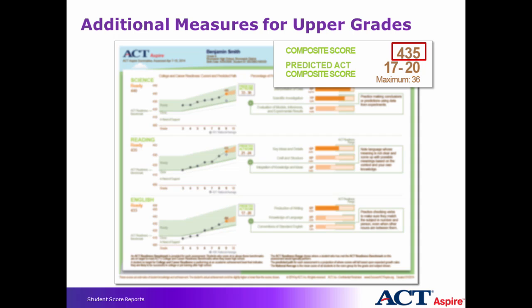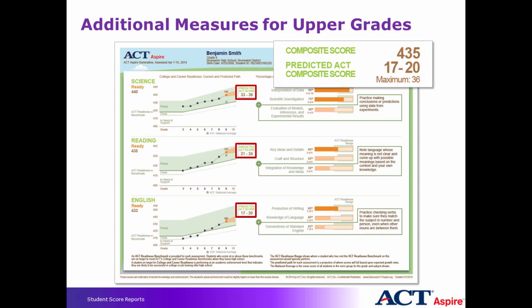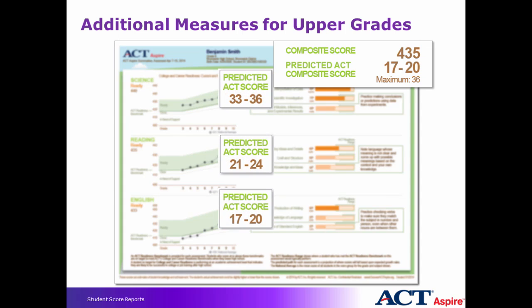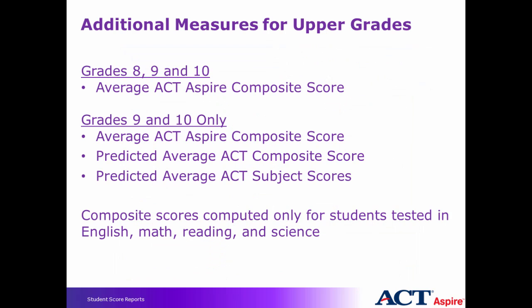In addition, students in grades 9 and 10 receive a predicted composite score range on the ACT test, as well as predicted ACT subject score ranges for each subject tested. Predicted ACT scores provide you with early insight into your readiness for college, career, or workplace training.